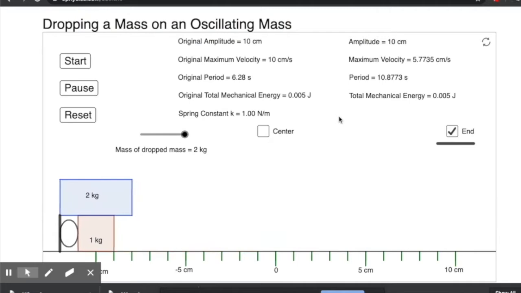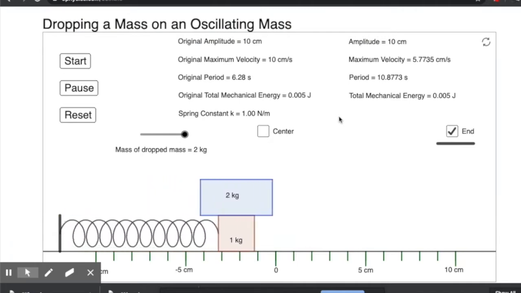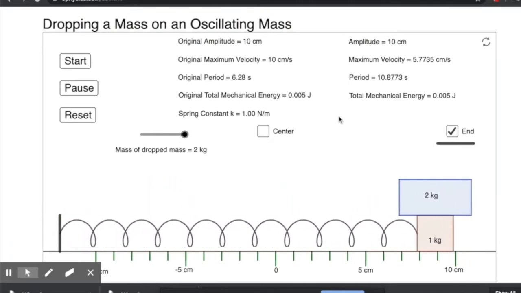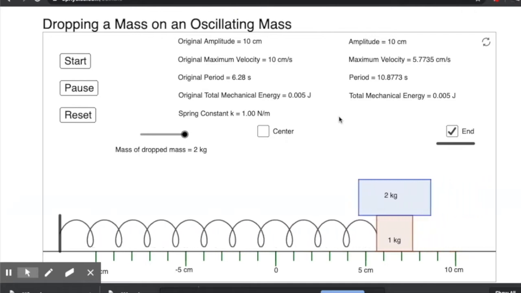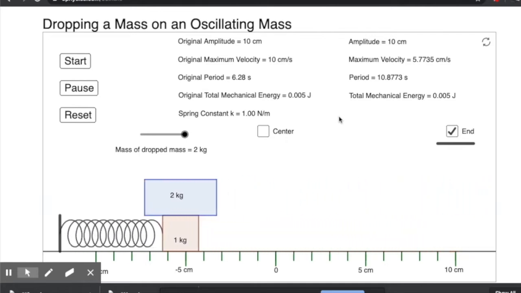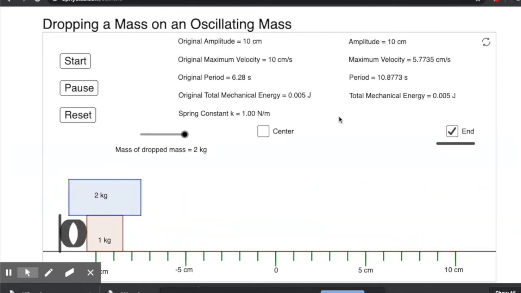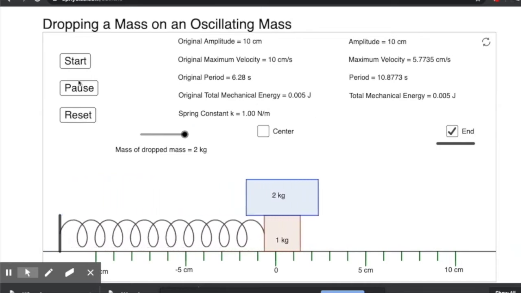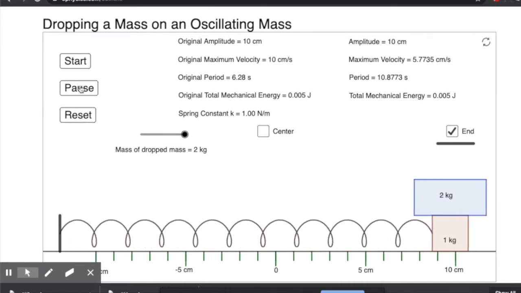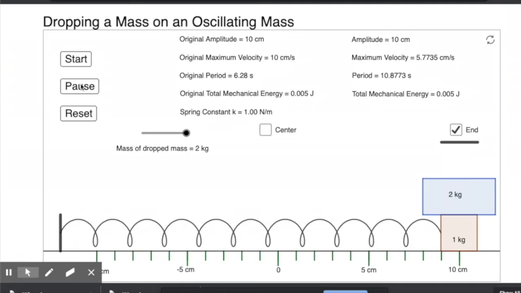Two blocks just collided and stuck to each other. It's a perfectly inelastic collision. And so the basic idea here is that in a perfectly inelastic collision, the kinetic energy is not conserved. But it was dropped at the end, at the amplitude.